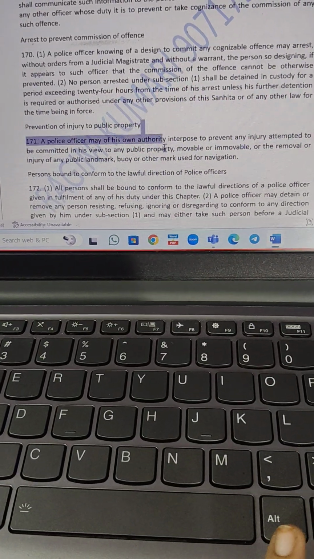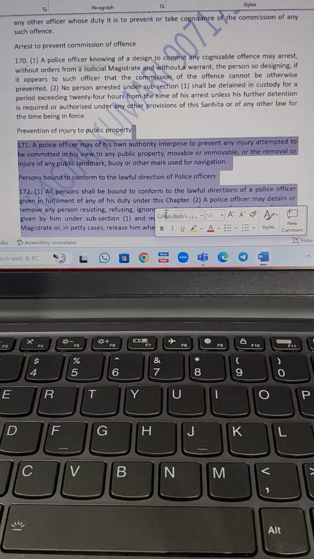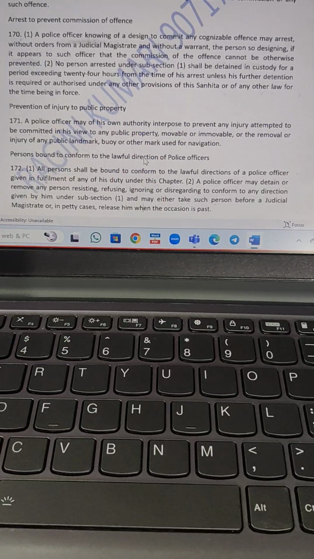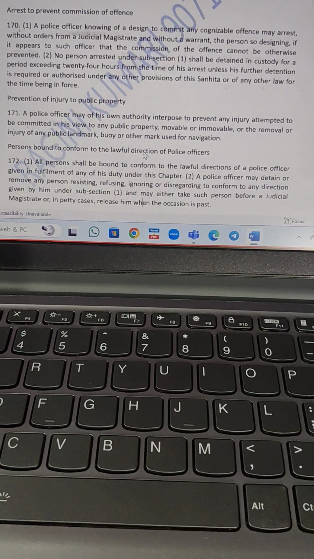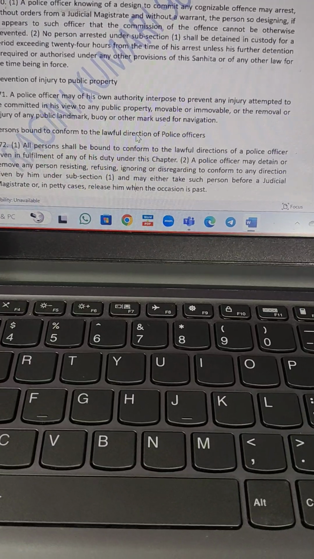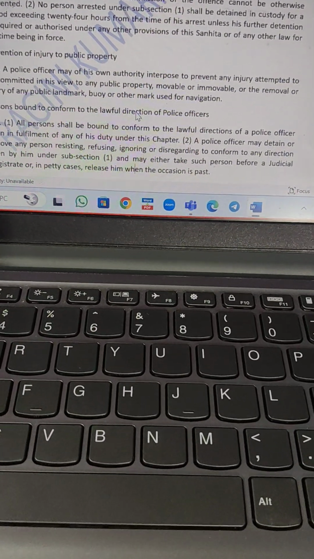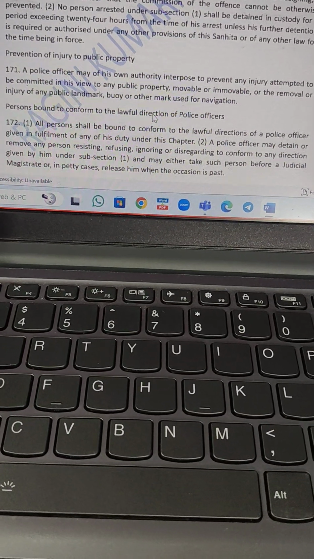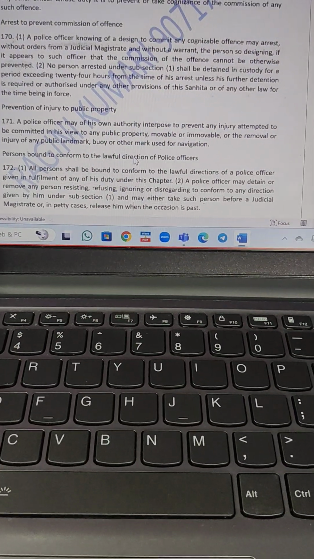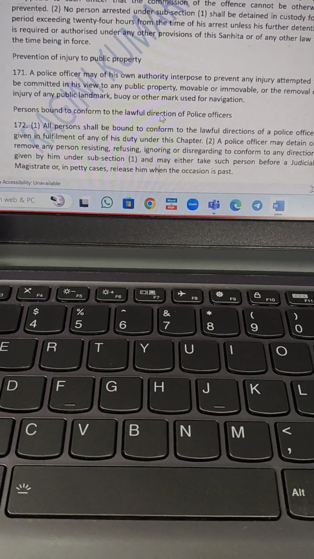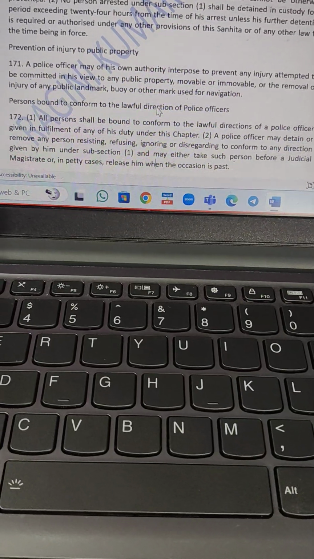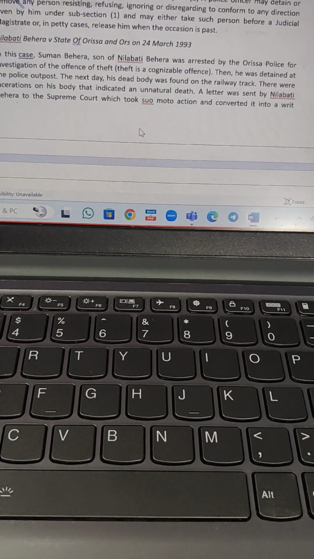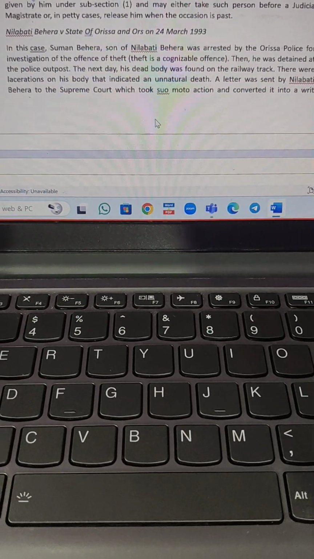Now, persons bound to conform to the lawful direction of the police officer. All persons shall be bound to conform to the lawful direction of a police officer given in the fulfillment of his duty under this chapter. A police officer may detain or remove any person resisting, refusing, ignoring or disregarding to conform with any direction that is given under subsection 1, and may either take such person before the judicial magistrate or in petty cases release him when the occasion is past. So in some cases they can even release them by making sure that they will not repeat those crimes again.